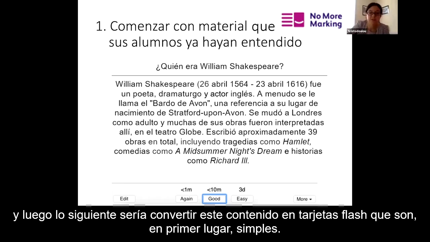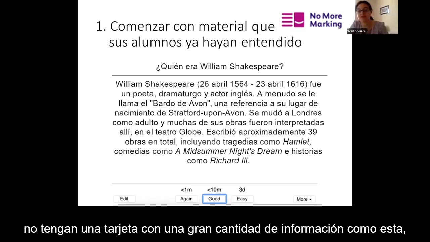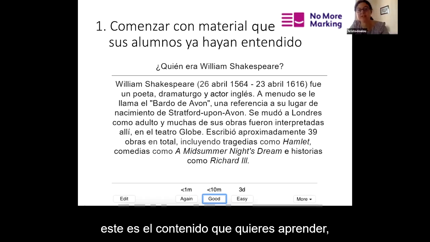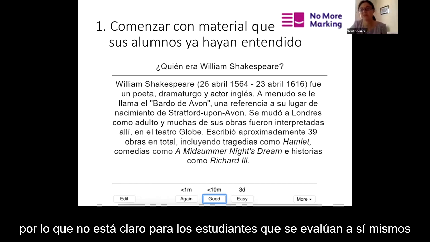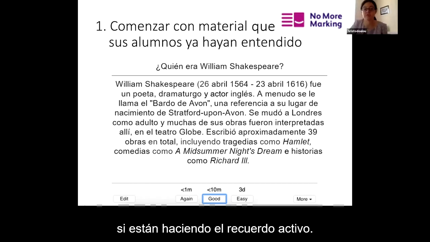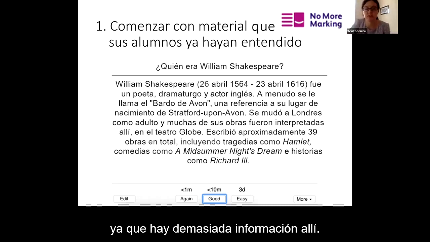And then your next thing would be, right, you need to turn this content into flashcards that are, first of all, simple. So if I just go back to that previous flashcard, don't have a flashcard with a large chunk of information on it like that. Yes, this is the content you want to learn, but this is a bad flashcard. It has too much information on it, so it's not clear for students testing themselves, if they're doing the active recall, how they would know if they've got it right or wrong. There's just too much information on there.